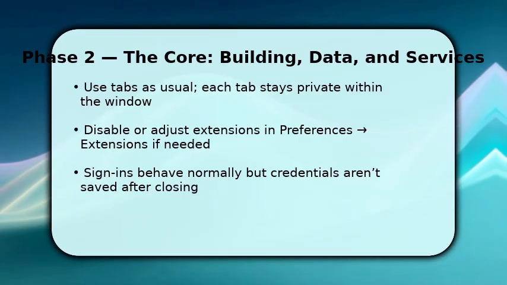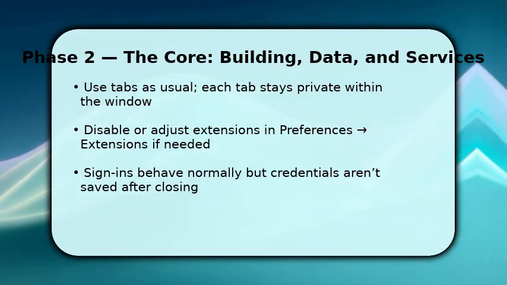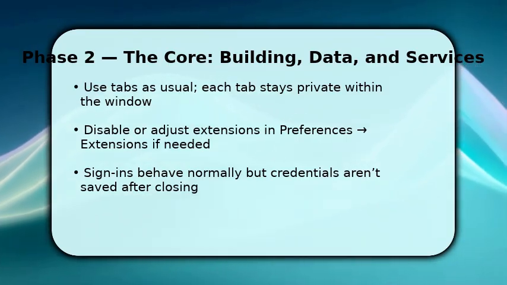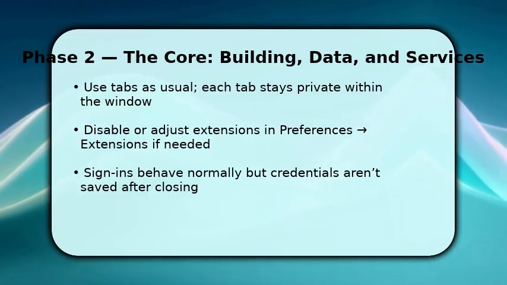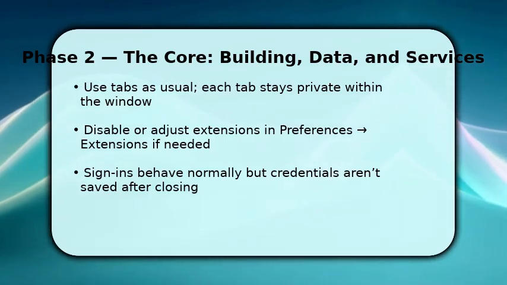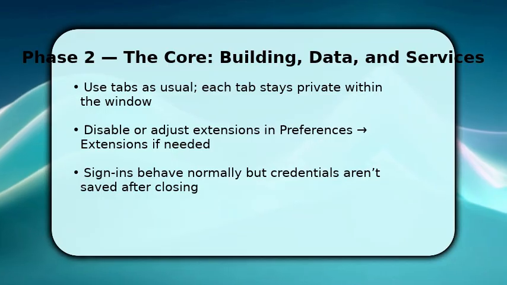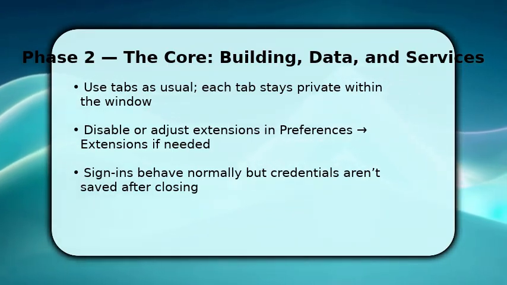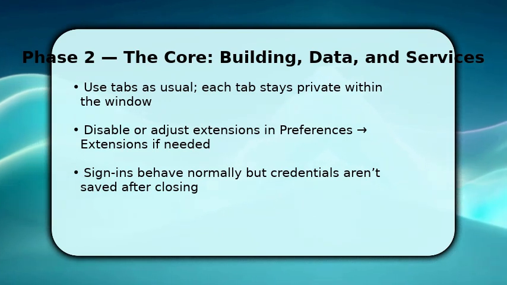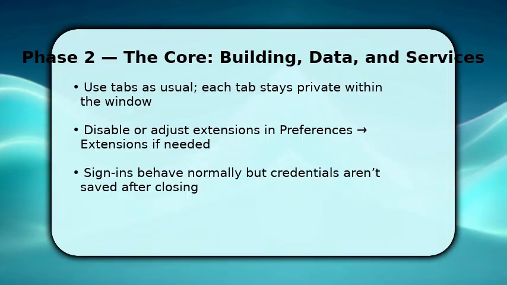If an extension interferes, go to Safari right arrow Preferences, right arrow Extensions, and toggle it off. Some extensions can still collect data unless disabled. Make sure you understand signing in. You can log into sites, but Safari won't store passwords or auto-fill details long-term. If you need downloads, remember files are kept on disk, even though browsing data is not. So manage downloaded files manually.